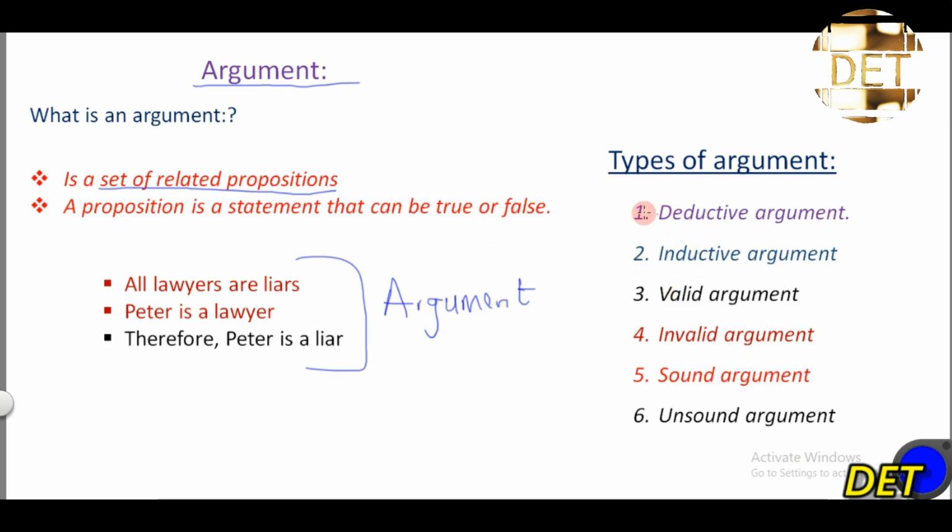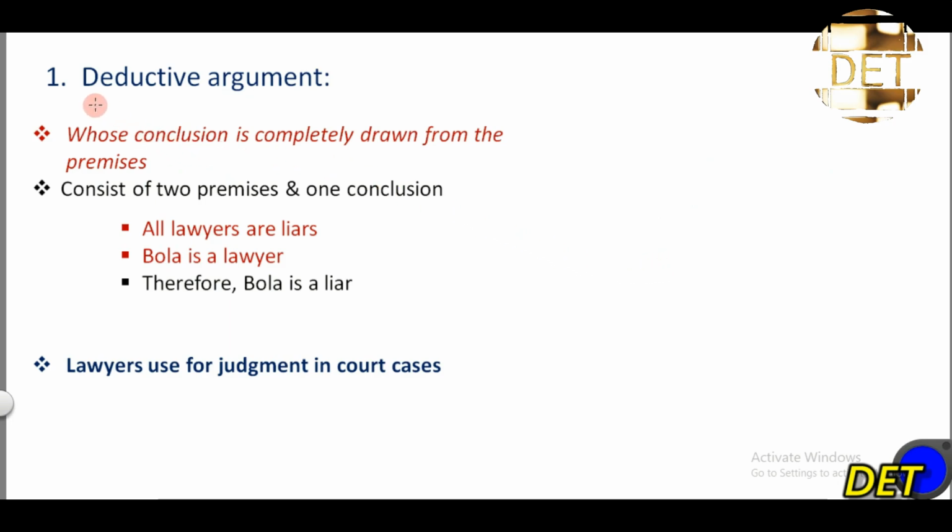So let's look at the first type of argument that we have, which is the deductive argument. What is a deductive argument? A deductive argument is an argument whose conclusion is completely drawn from the premises. It consists of 2 premises and 1 conclusion.